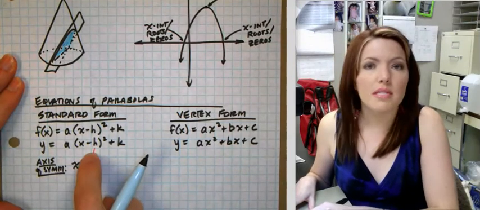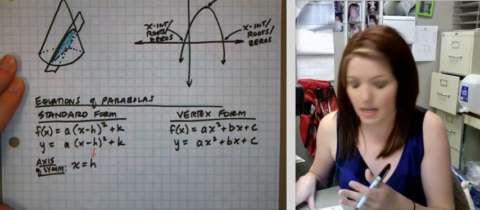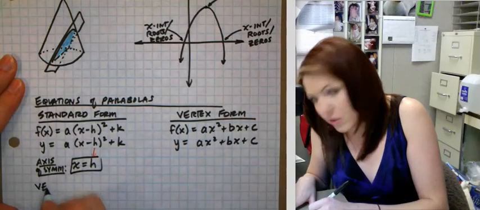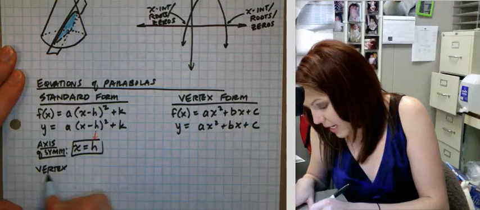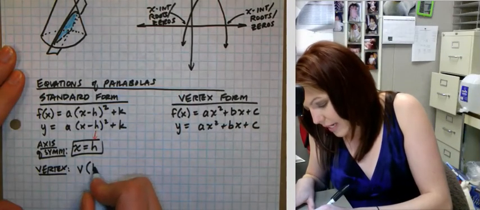So think of whatever's inside the parentheses, change the sign of h, and x equals the opposite sign of h, and that's your axis of symmetry equation. Okay, so for the vertex, again, make sure you guys can see this here. For the vertex, in this case, the vertex is at h comma k.